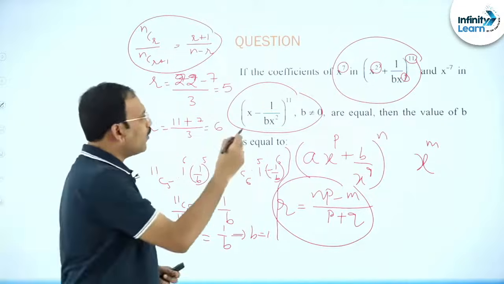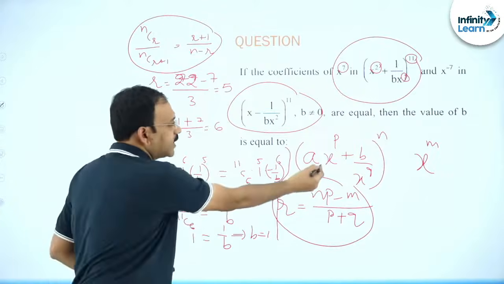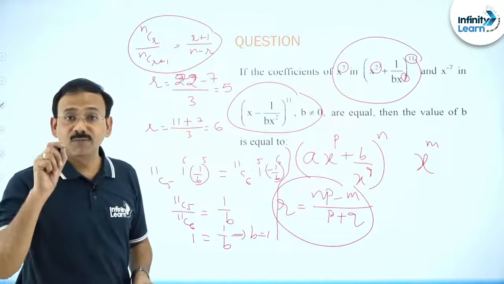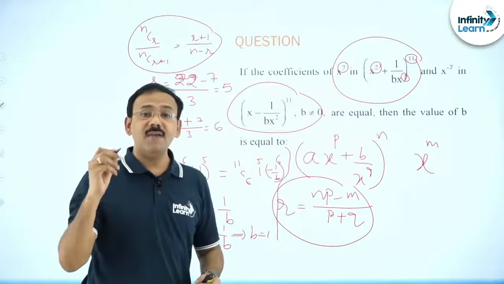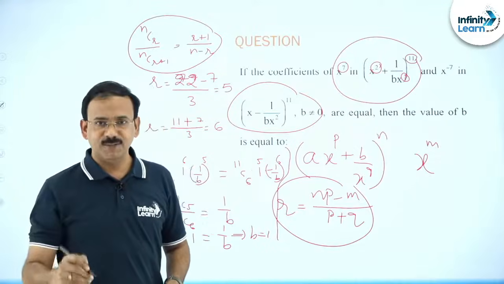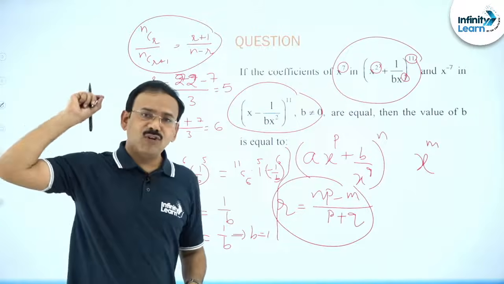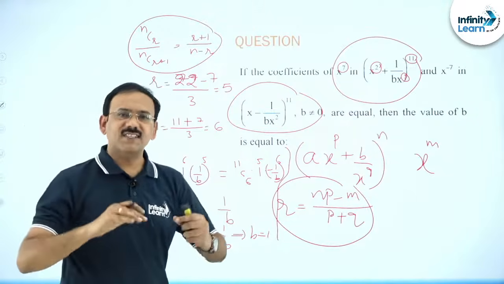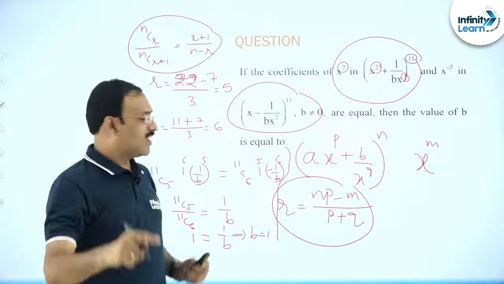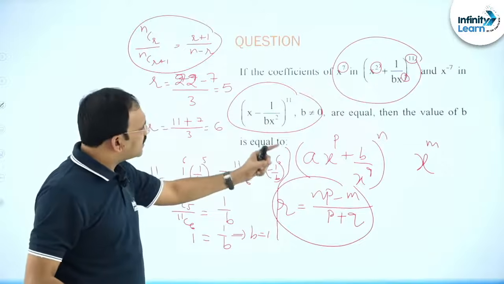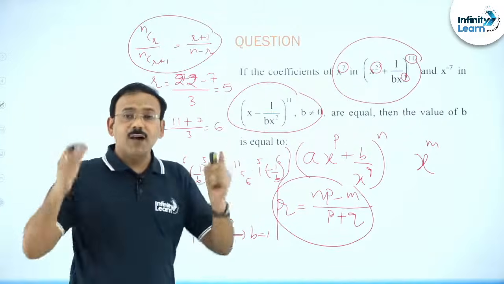One is how to find the x power m coefficient in the expansion of (a x power p plus b by x power q) whole power n. It is nothing but r is equal to (np minus m) by (p plus q). Clear? This is the most important point of the entire chapter, the highlight point of the chapter. Try to remember this. And I have applied the same for the first question and second question.